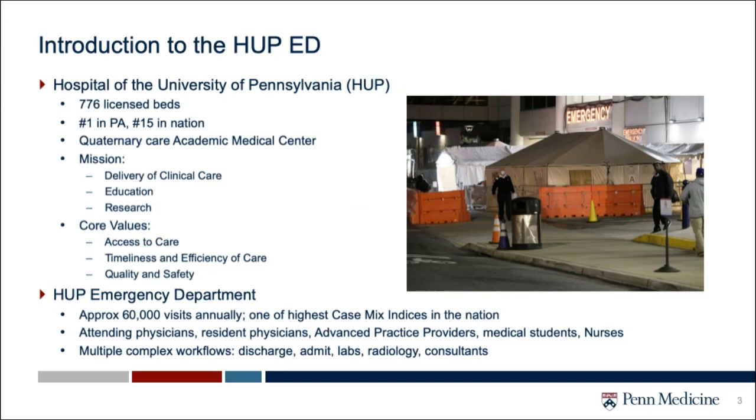It's a massive quaternary care hospital, 776 licensed beds, a #1 ranked hospital in the state, and #15 in the nation, based on U.S. News and World Report. We provide subspecialty quaternary level care, meaning we do things at this hospital that only a handful of other hospitals in the country do, whether it's heart transplants, liver transplants, or novel therapies for cancer. Really the most advanced care in any medical subspecialty is happening at our hospital, which means that we have a very high acuity with lots of very, very sick patients.